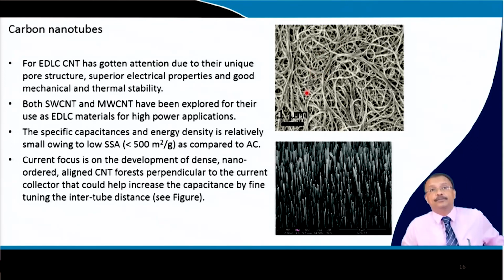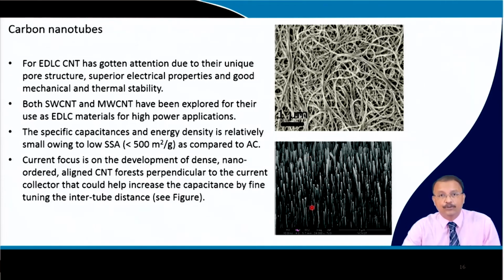So, this carbon nanotube, they are good because their electrical property, the conductivity, is quite good, and they have good mechanical as well as thermal stability. So, one can use both single or multi-layer carbon nanotube, and typical surface area is relatively small as compared to your activated carbon. But due to this good electrical properties and mechanical and thermal stability, it is quite advantageous to use carbon nanotube. So, basically people now are trying to develop this structured nanotube.